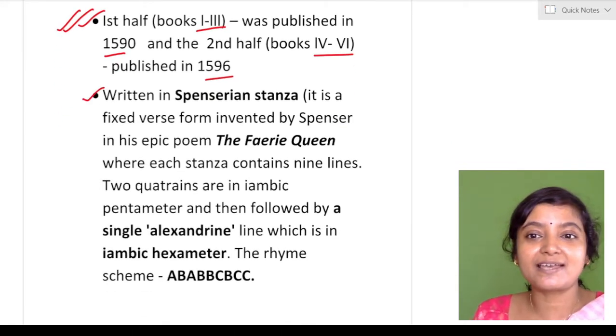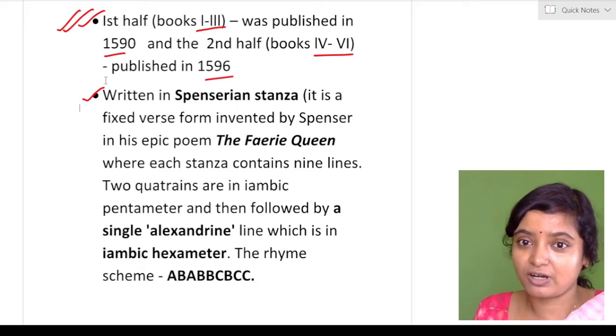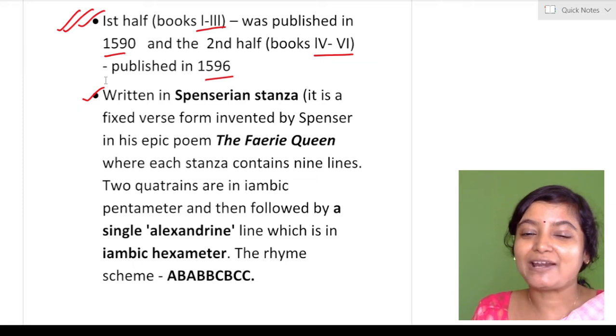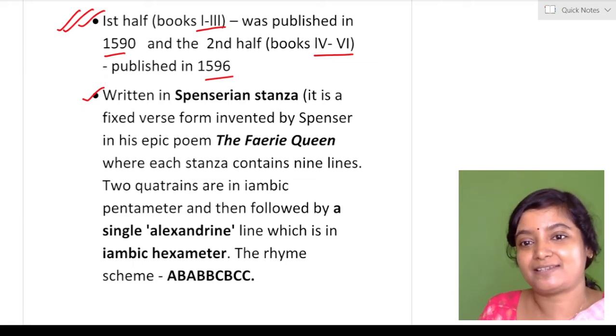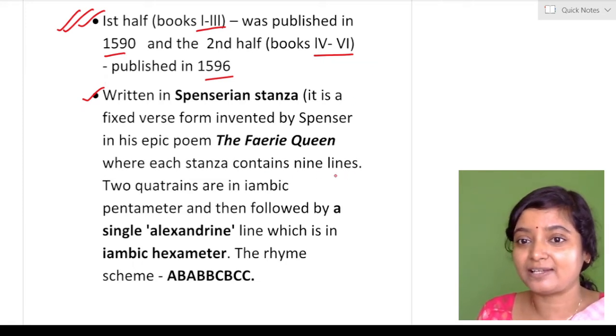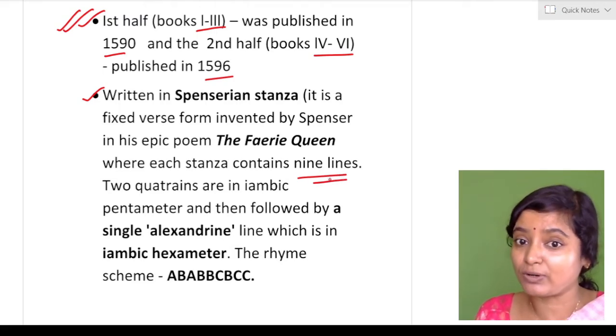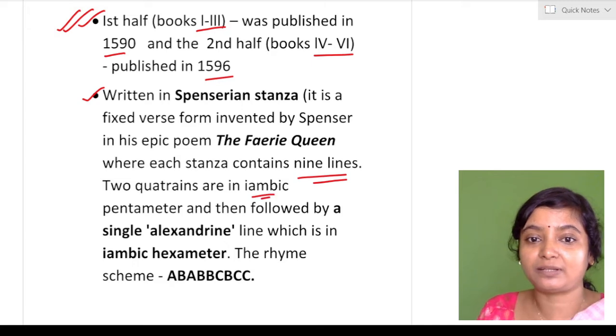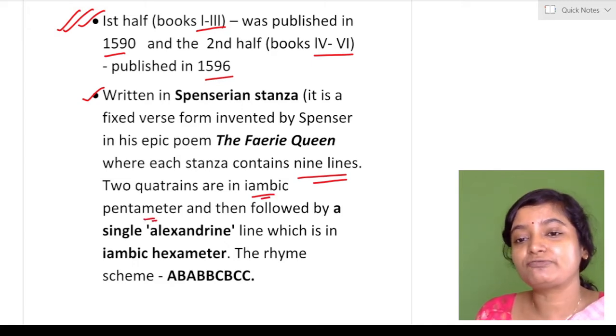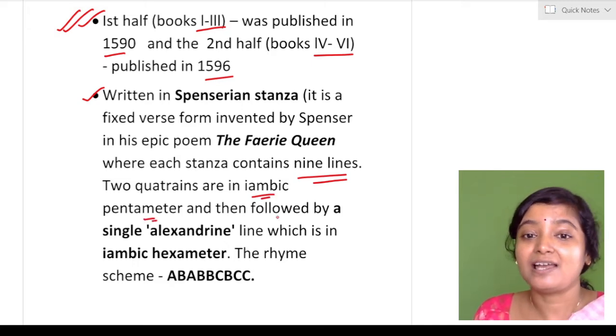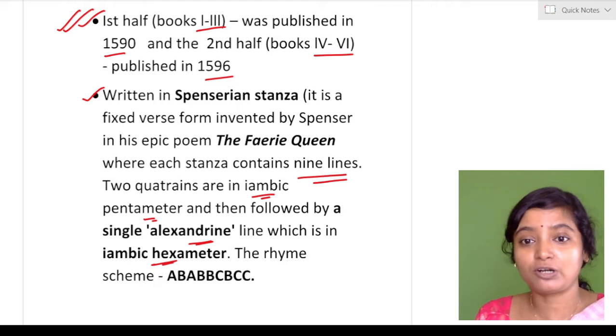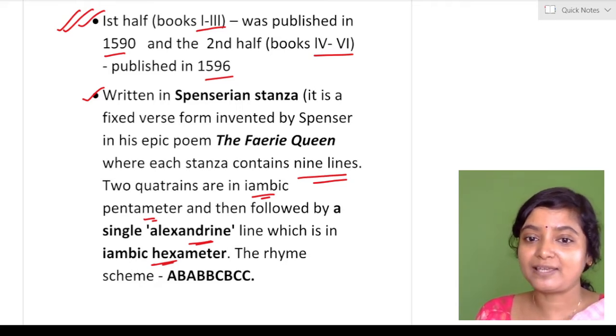What is the Spenserian stanza? It is a fixed verse form invented by Spenser in his epic poem The Faerie Queene, where each stanza contains 9 lines. Among them, the first 8 lines, that is the first 2 quatrains, are in iambic pentameter, and then they are followed by an Alexandrine. What is an Alexandrine? An Alexandrine is a line written in iambic hexameter, not pentameter.